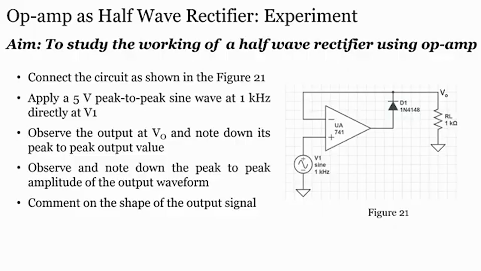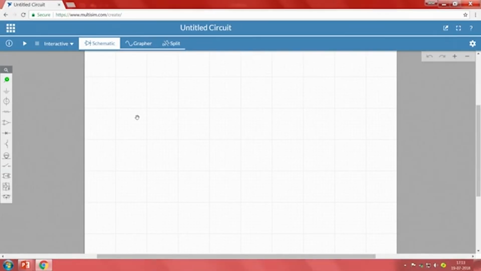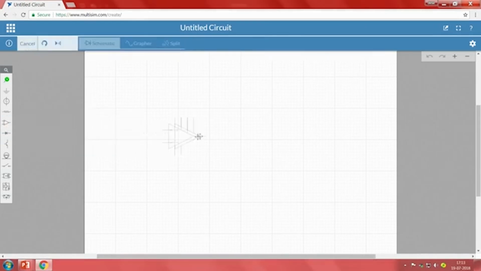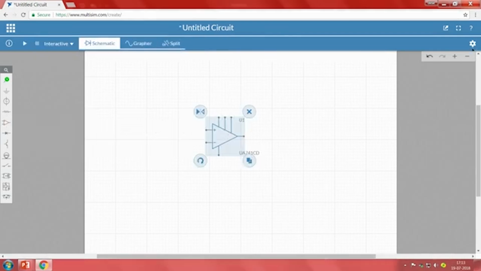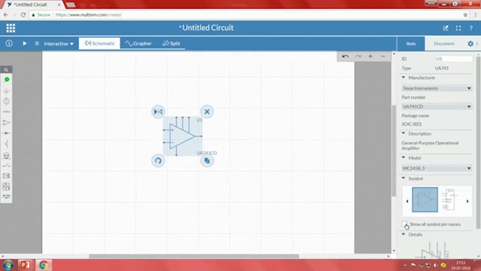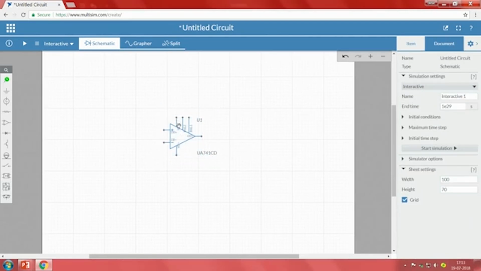Now we will see the working of the circuit in Multisim. Let me open Multisim. I will take an op amp. I will take 741. Now if I look into the details and the symbol, VS plus is positive VSS and VS minus is negative VSS.